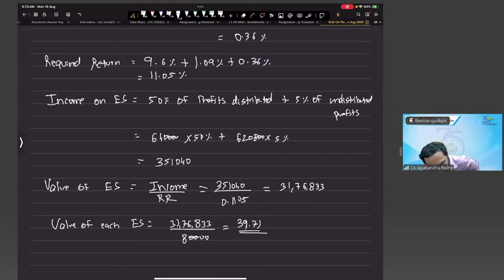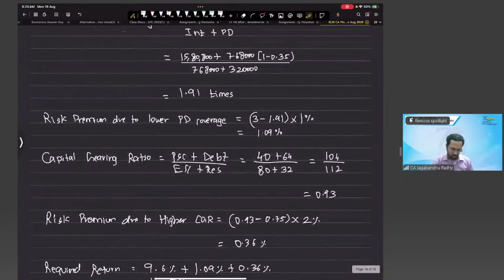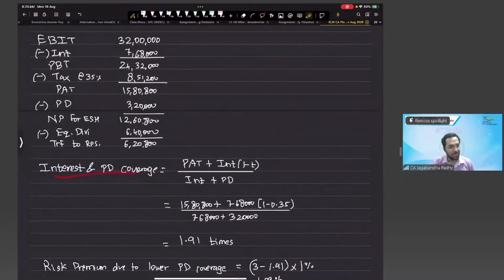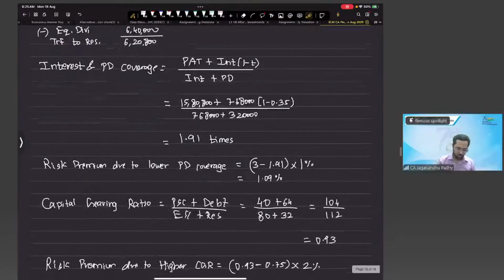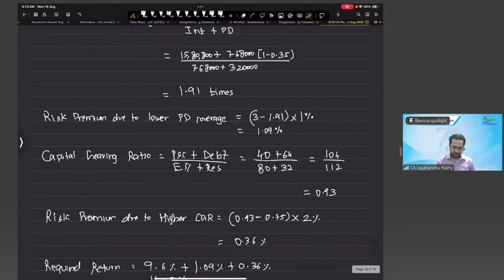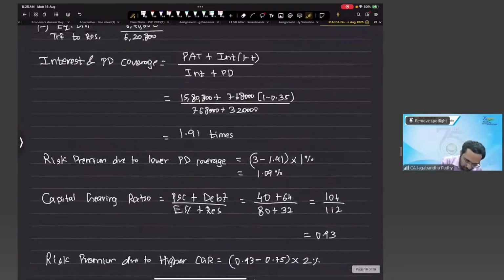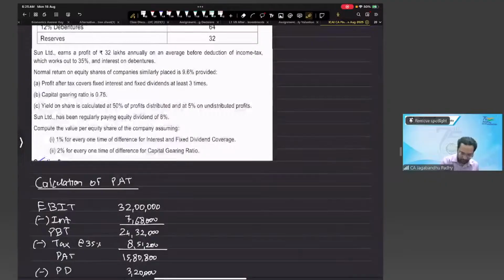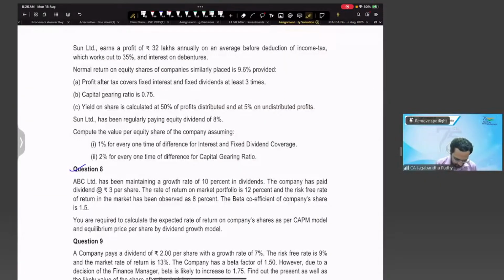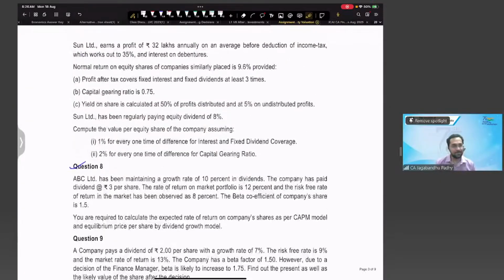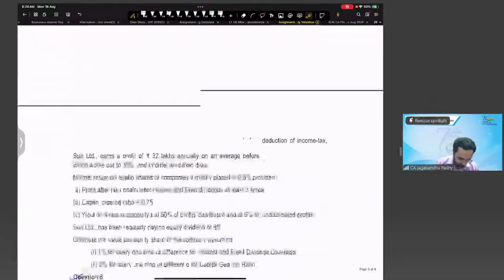Easy? Easy, but it's a lot of conceptual framework. So you need to know what interest and preference dividend coverage is from your CA Inter. You need to know the capital gearing ratio. You need to add back the risk premium to arrive at the required return. And then you do the yield upon the required return. By revising this question, we will gain all the concepts. All your concepts are tested over here.